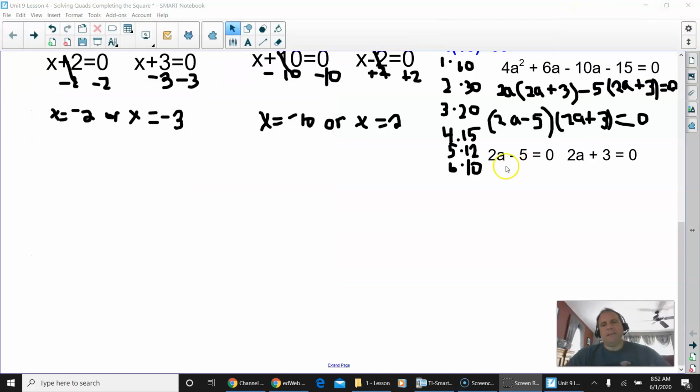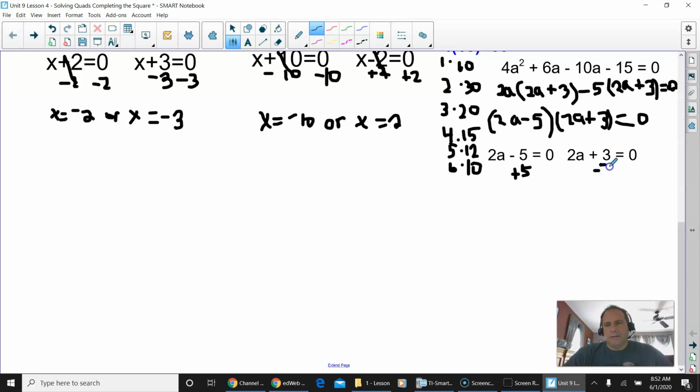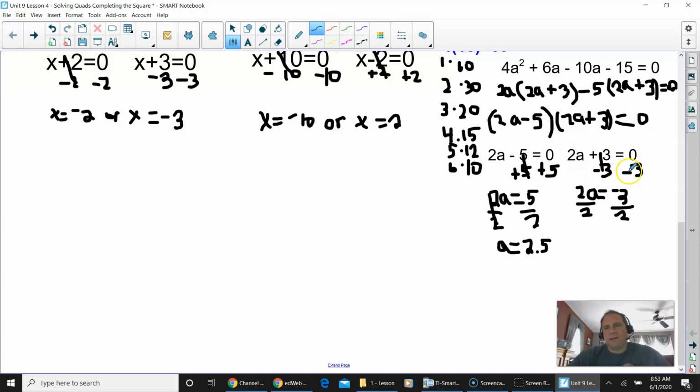So I split them up like this. 2a minus 5 equals 0, and 2a plus 3 equals 0. And now I am going to solve. Just like this, you add 5 on both sides. Add 5 on both sides, minus 3 on both sides, divide by 2.